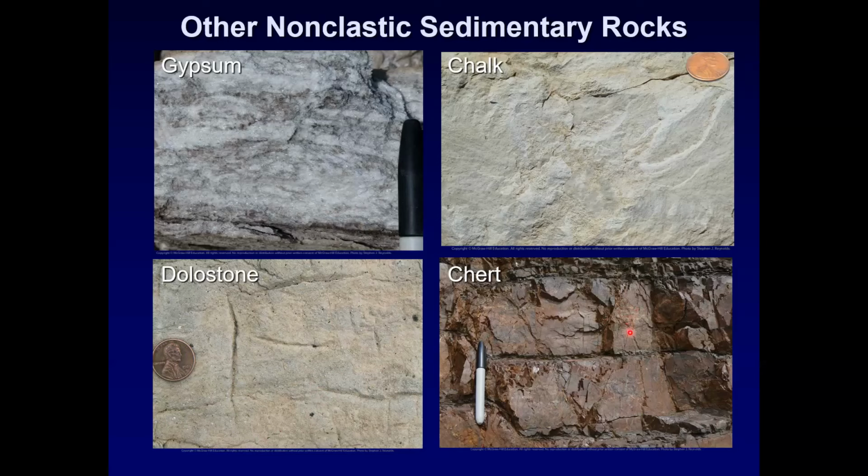Chert forms in a variety of ways. One way would be the compaction of tiny silica-rich plankton that fall to the ocean bottom, and it can form by replacement when different waters mix together.